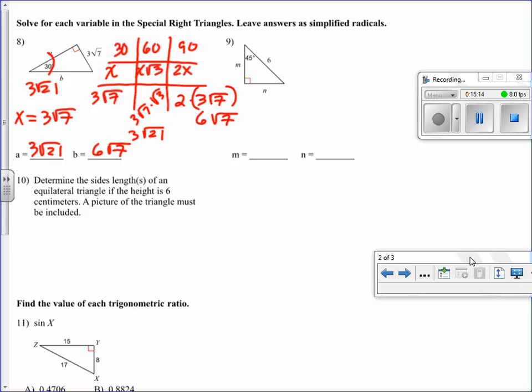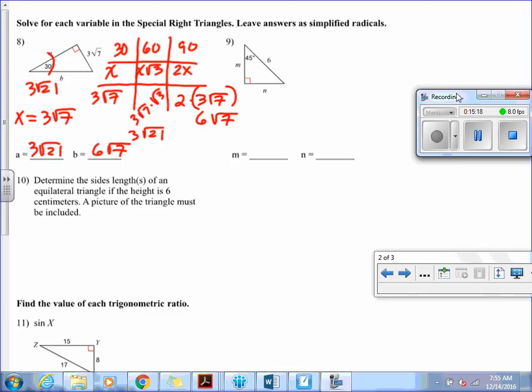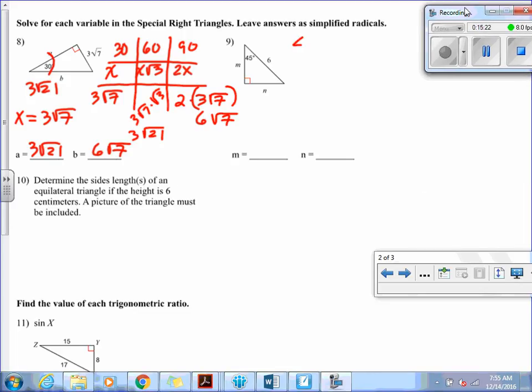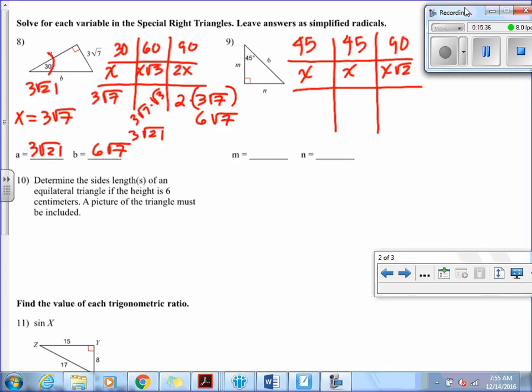Okay. All right, number 9. So this is a 45, 45, 90 triangle. So our formulas for that, that's just x, x, and x square root of 2. Mm-hmm. Somebody have a question for me?